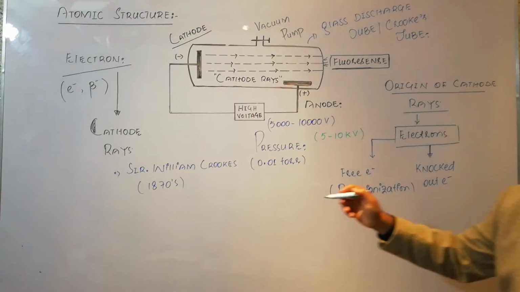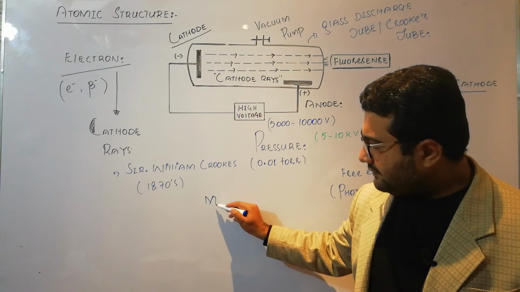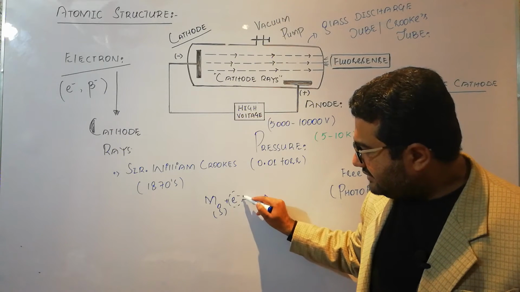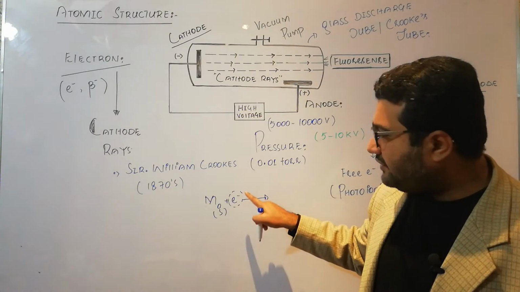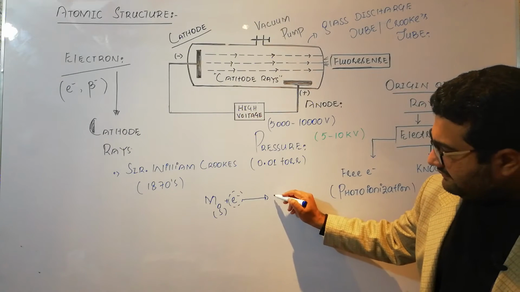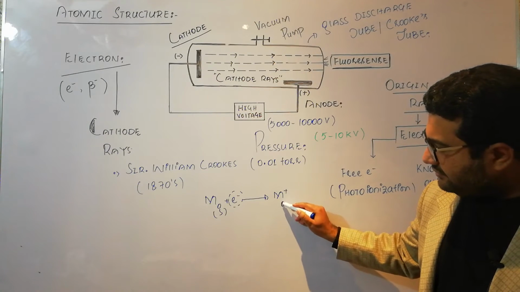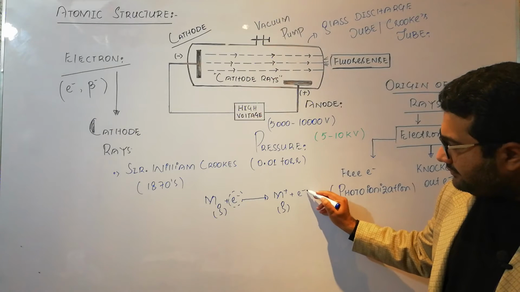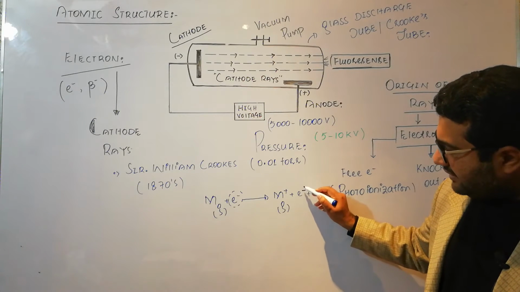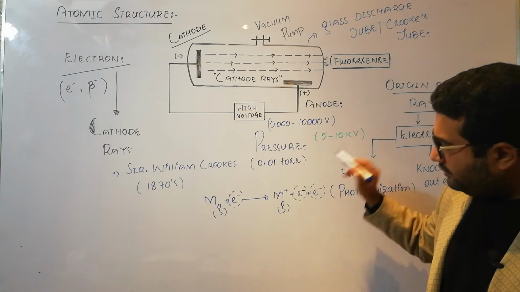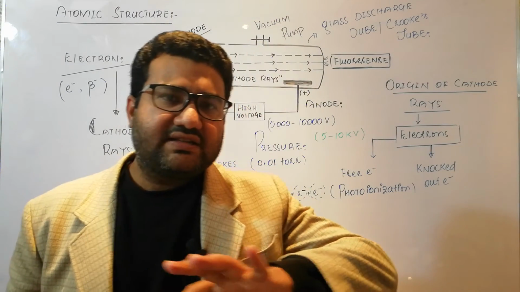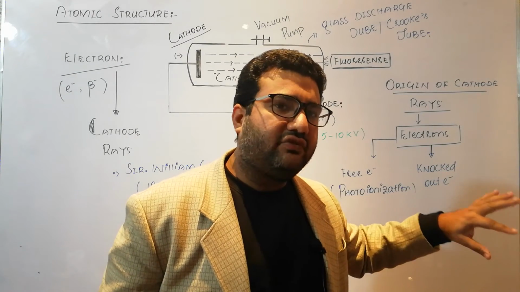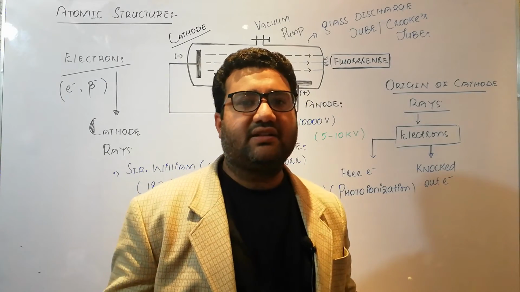You can write it in the form of an equation. Suppose there is M gas, and this one is the free electron. These are the accelerated free electrons which were produced because of photo-ionization. When they strike the gaseous atom, they knock out some electrons, and positive gaseous ions are produced. Along with them, these are the free electrons and these are the knocked out electrons. Now the free electrons are accelerated, moving in groups, and these knocked out electrons are also moving in groups from cathode to anode, and these make the cathode rays.